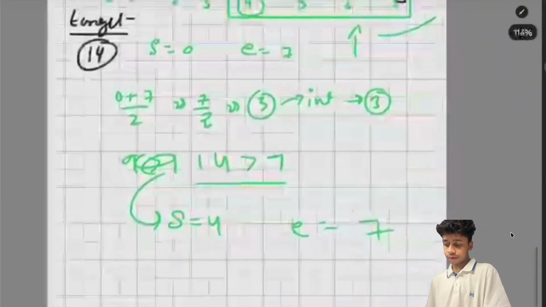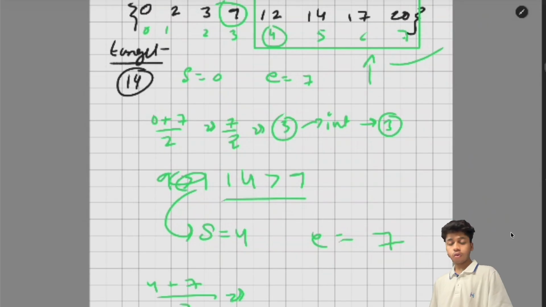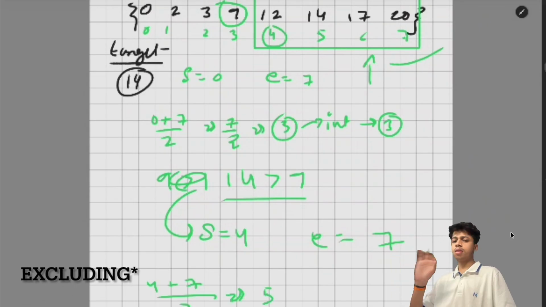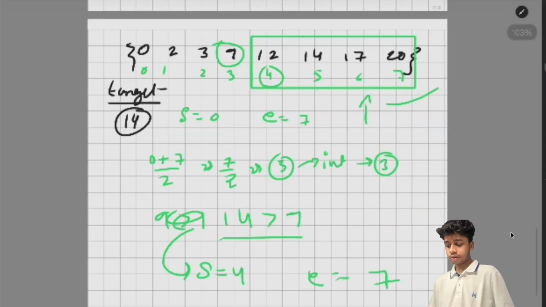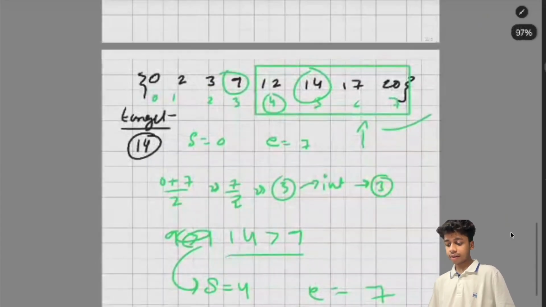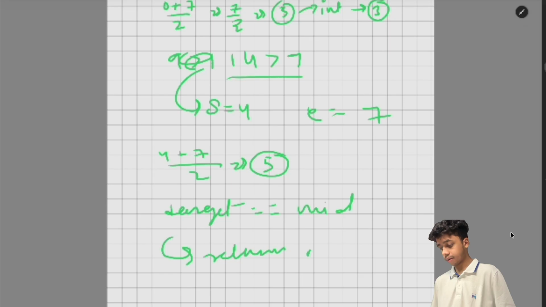And then what we will do, we again take the mid element, that is 4 plus 7 by 2. 4 plus 7 is 11. 11 by 2 is 5 in integer. We are ignoring the decimal points, the floating points. So it will be 5, which is this. And our target element is 14. Hence, our case will be target equals to the mid element. We will return the mid element, or the index of the mid element, where it is found.